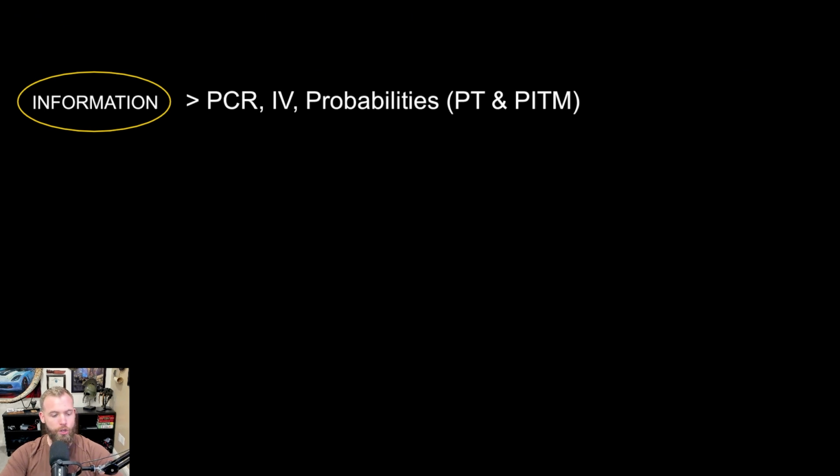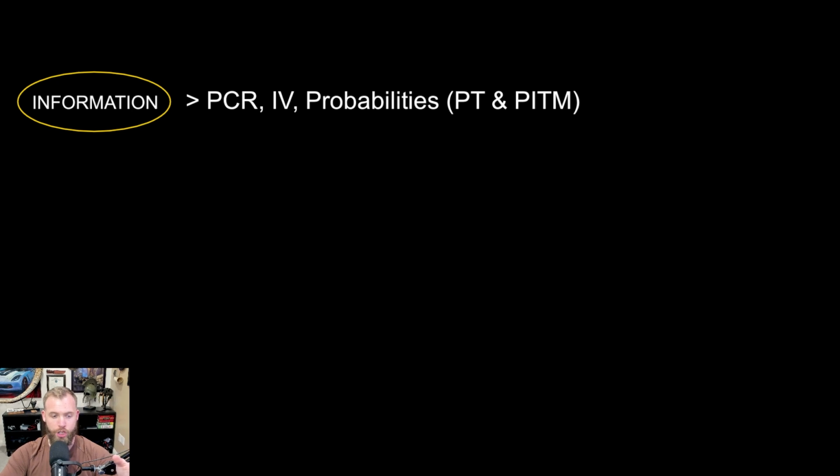This is something that a lot of people overlook, and you can look at things like put call ratios, implied volatility, and the probabilities provided by options to come up with ideas for what you think something may or may not do. So what does this look like?